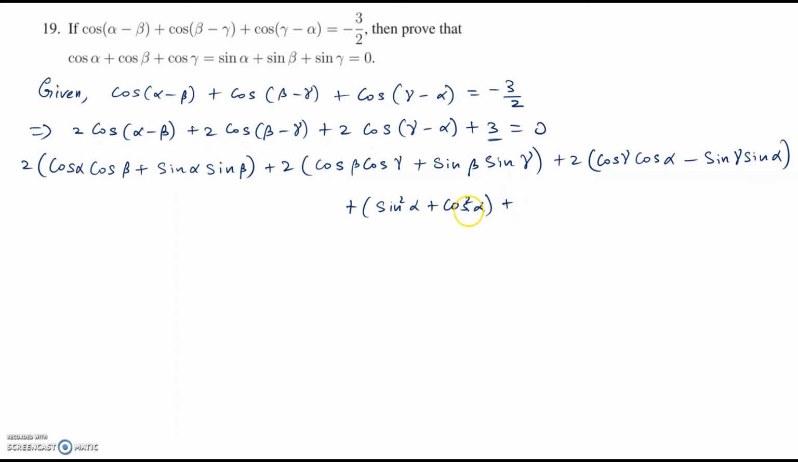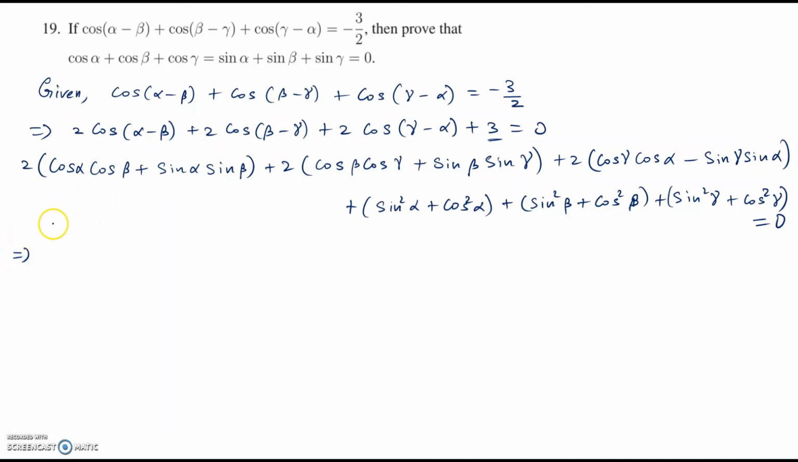Let's repeat the same for beta and gamma. So then plus sin squared beta plus cos squared beta plus sin squared gamma plus cos squared gamma. This is equal to 0. So now we can rearrange this, moving all the cos terms together and sin terms together.